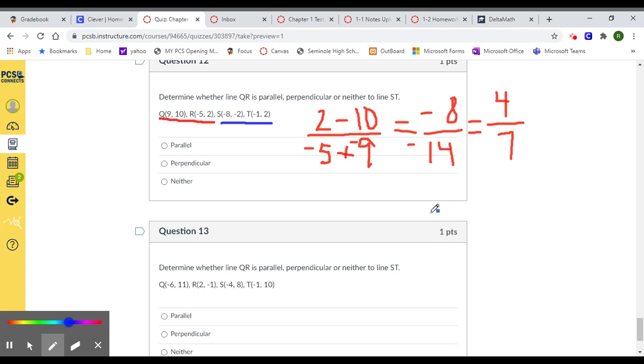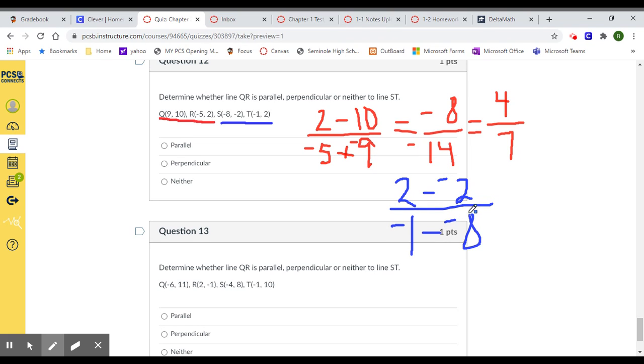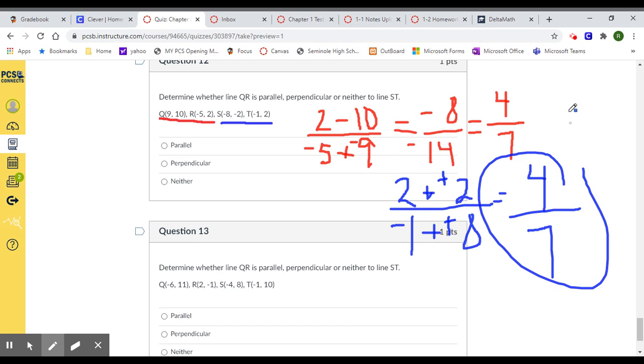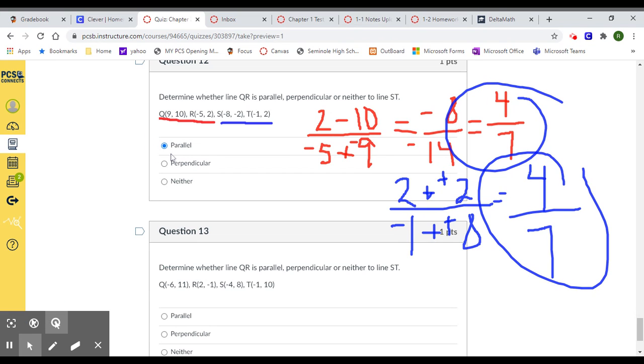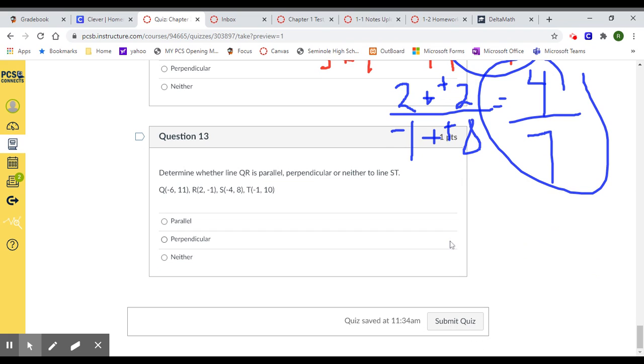Let's try the second one. I'm going to do 2 minus negative 2 over negative 1 minus negative 8. So 2 plus 2 is 4, so I change those into positives. And then negative 1 plus 8 is 7. Would you look at that? They're the same. So they're the same slopes. These are parallel lines. Okay, last one.